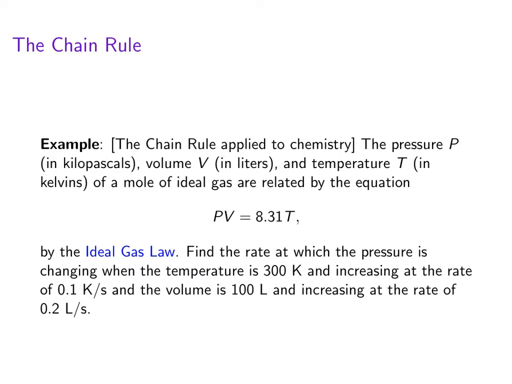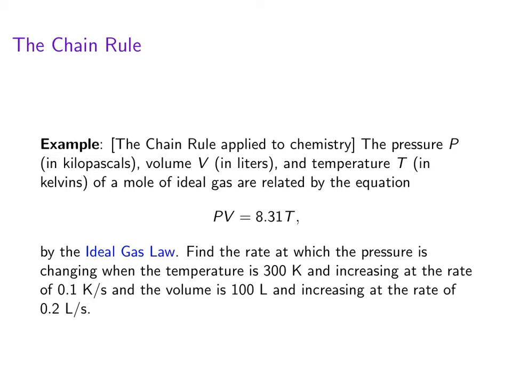And then the ideal gas law will tell us that PV equals 8.31 T. We'll say that the pressure, P, is measured in kilopascals, the volume, V, is measured in liters, and the temperature, T, is measured in kelvins.